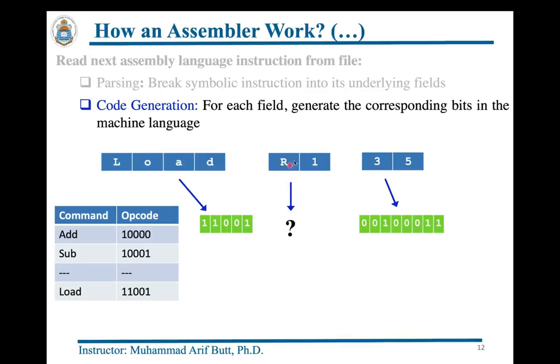We do not know what this R1 stands for. Maybe this is a symbol. And over here we have a constant 35. And let's suppose as per the machine language specification, this constant has to be converted to an 8-bit field, that is the binary equivalent of 35. So this is the binary equivalent of 35 in 8 bits.